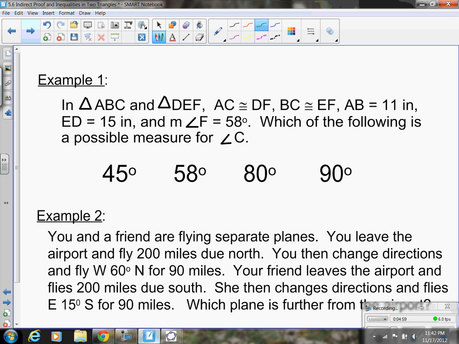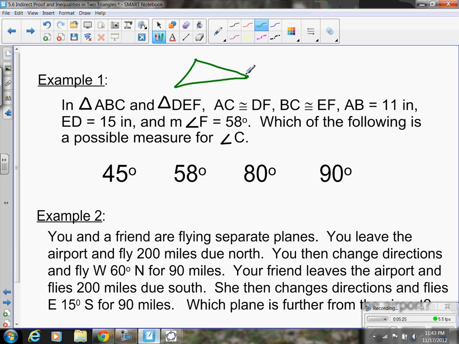And we can use those to answer a couple quick questions. In triangles ABC and DEF, AC is congruent to DF, BC is congruent to EF. AB is 11, ED is 15. If the measure of angle F is 58, which of the following is a possible measure for C? I read through this and I'm like, that's a lot of information. I need a picture. So I'll draw a picture. Does my picture have to be perfect?